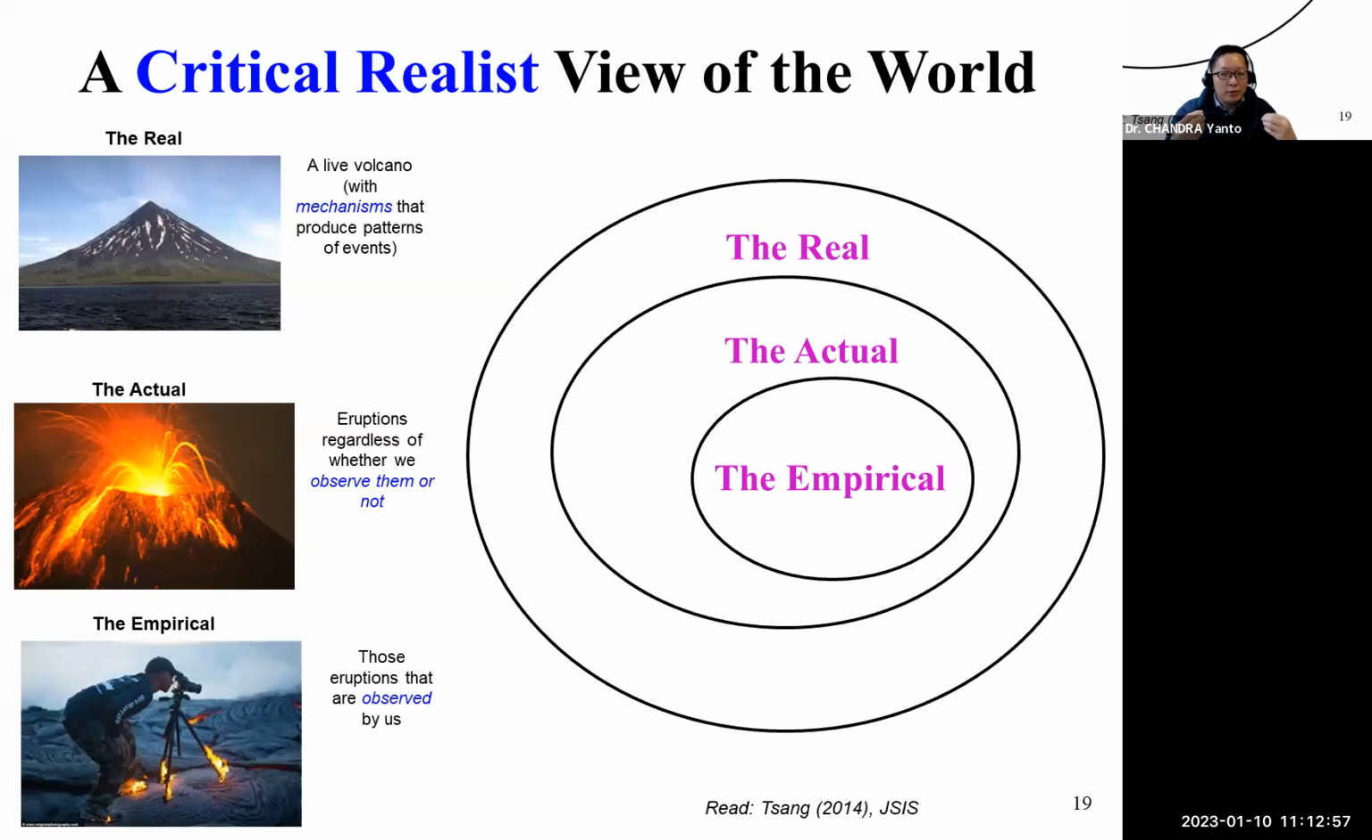But if you are following the critical realist perspective of the world, you can take your binocular or your telescope and go as close as possible to the volcano that is erupting, and try to study what's going on. This is called the empirical, something that you really observe. According to the critical realism perspective of philosophy, when you are studying something, you are only studying the empirical, something that you can observe. There are other things that you cannot see, cannot observe. The actual and the real are beyond what you can see.